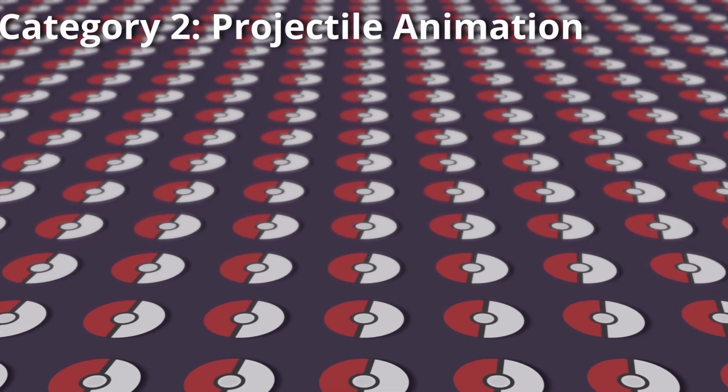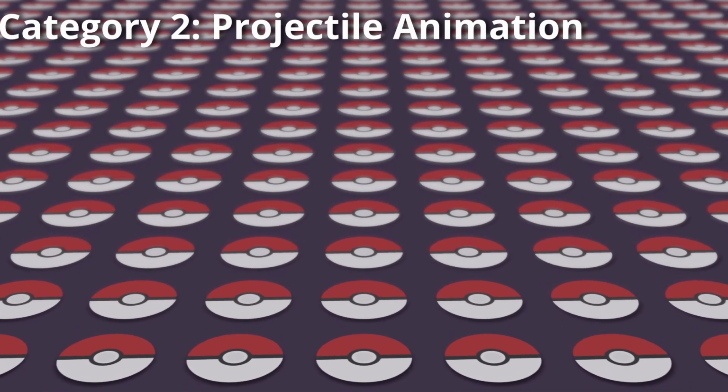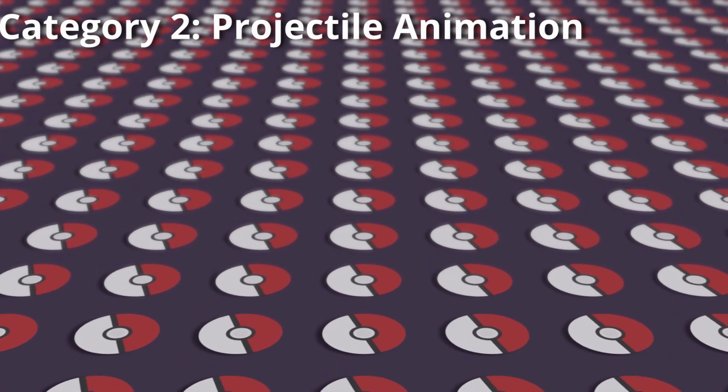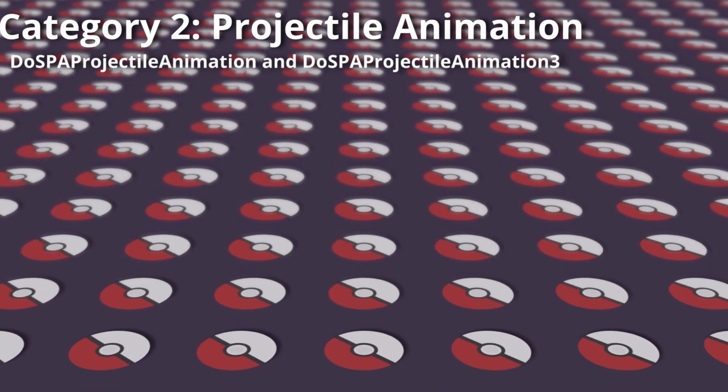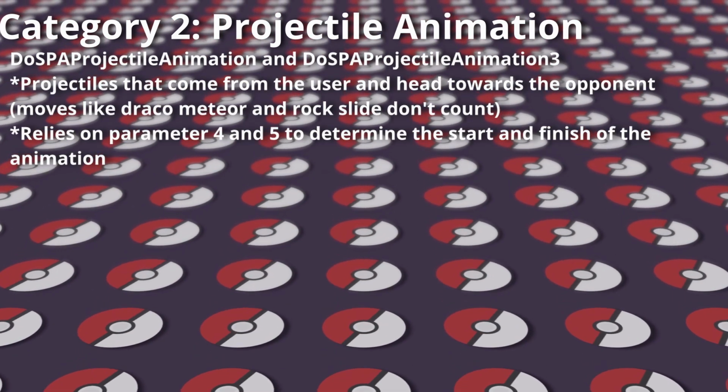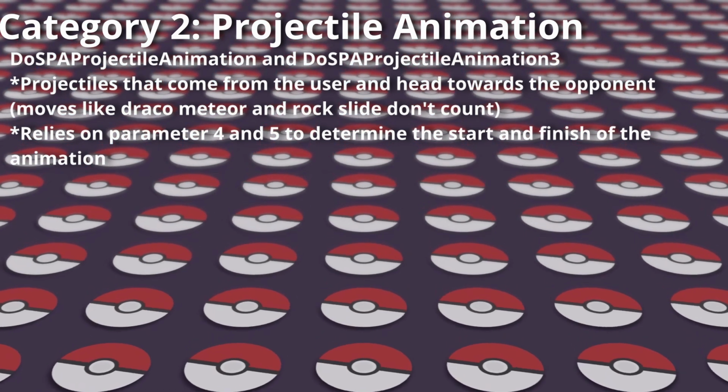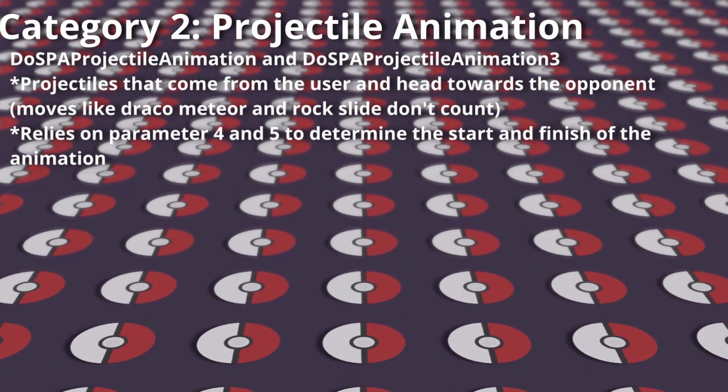The next categories are projectiles, which consist of 3 commands. The main one to focus on are do SPA projectile animation and do SPA projectile animation 3. These commands are used for projectiles that come from the user and head towards the opponent using parameters 4 and 5.